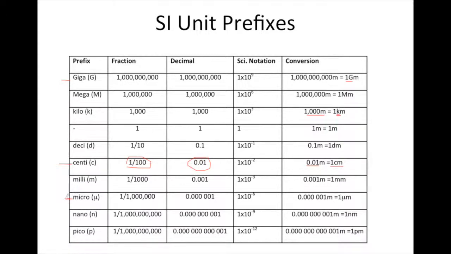Let's take a look at one other, micro. The prefix micro is abbreviated with a Greek letter mu, which looks like a fancy U. This indicates a millionth of some SI unit. Written in decimal form, you can see it would be 0.000001. And so that represents a millionth of something. So 1 micrometer would be a millionth of a meter. So you can see these prefixes, again, just indicate some power of 10 multiple or fraction of a particular SI unit.